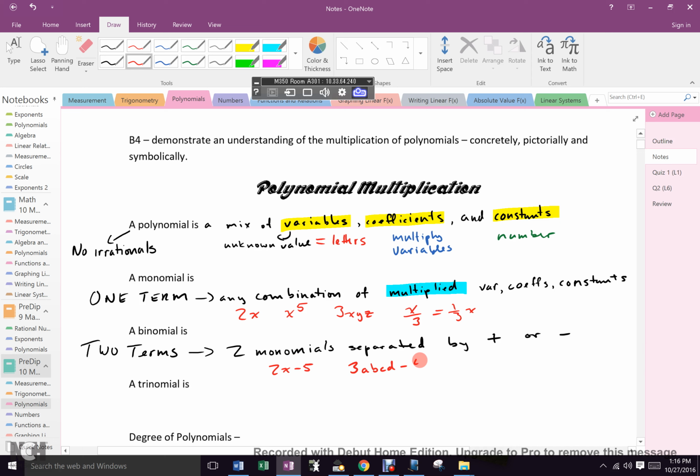3ABCD minus 4ACEG. Still a binomial. Because monomial plus or minus another monomial. Everybody good? All right. And then, obviously, what's the third one? 3 terms, like a tricycle, which is then 3 monomials. And I'm obviously not going to do any more examples of that. Everyone's good, right?